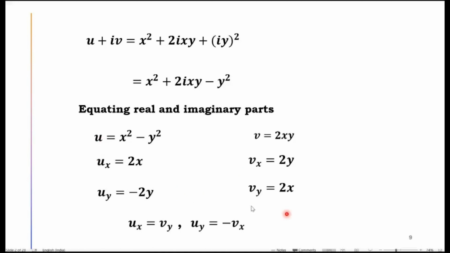So I will get ux is equal to vy and uy is equal to minus vx. तो जब ऐसा लिखोगे तो you can just see the cross multiplication part. ux जो है vy से सेम होना चाहिए और uy जो है minus vx होना चाहिए. So in this case it is true.